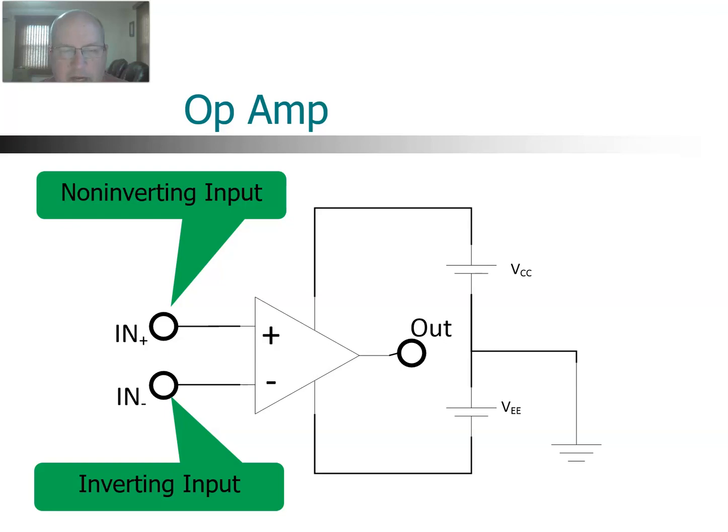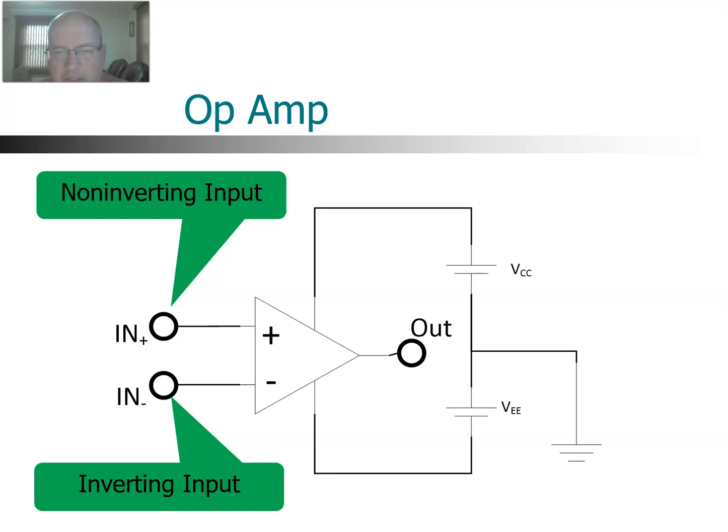So if the first half of your waveform is positive and you apply it to the non-inverting input, then the first half of your output waveform will be positive. On the other hand, if you apply the positive first half cycle waveform to the inverting input, then the output first half cycle will be negative. In other words, it flips it around. The inverting input flips it around, the non-inverting keeps it in the same phase.